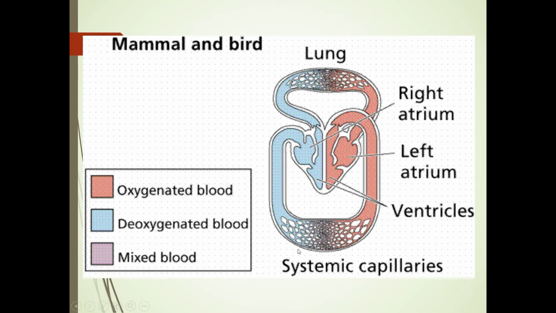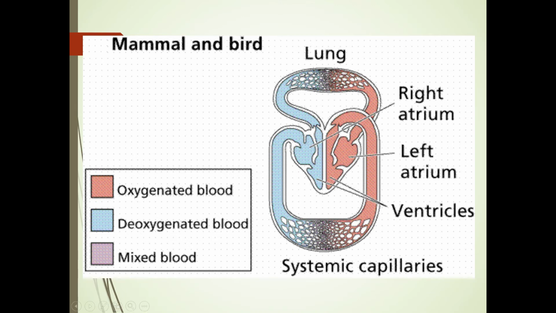Alright, for this one, let's say I start from the body. I know the red blood cells from the body have low oxygen and high carbon dioxide, which means they have deoxygenated blood. The deoxygenated blood goes to the right atrium, and it will enter the ventricle. After that it will be pumped out to the lung, where the gas exchange occurs. So now the deoxygenated blood becomes oxygenated blood.